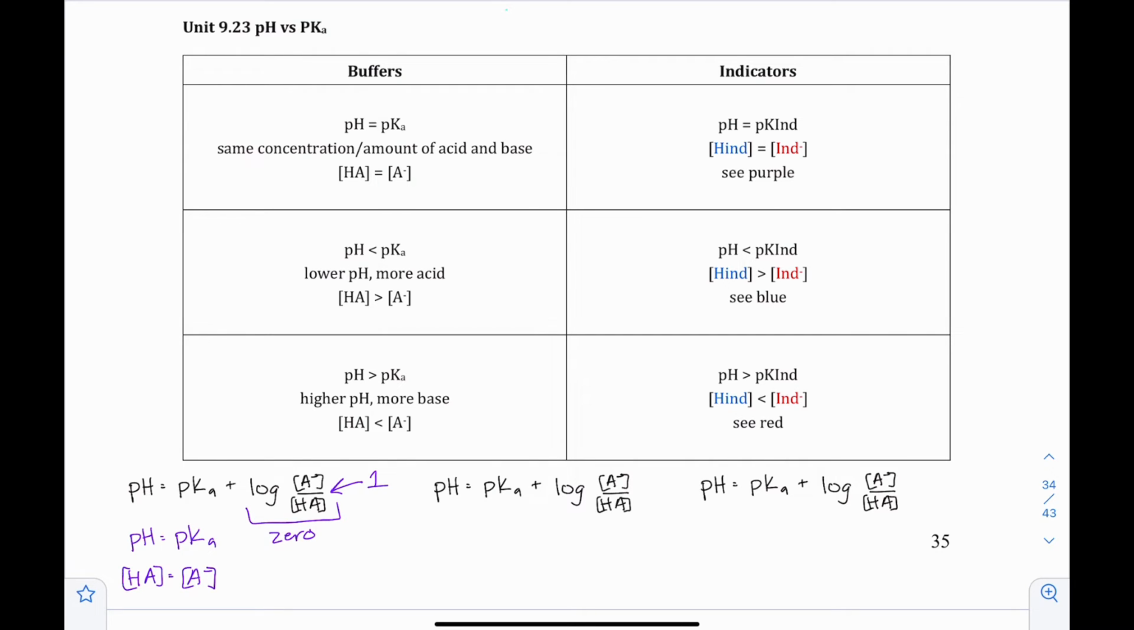When pH is equal to pKa, that means the second half of the equation must be equal to 0. The log of 1 is equal to 0, which means the concentrations of the acid and the base must be the same. So when the pH equals the pKa, the concentration of the acid equals the concentration of the base.